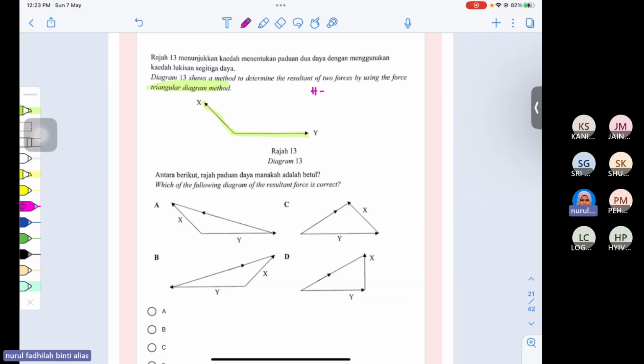You tak faham apa yang saya ajar? You tak faham ke you tak boleh nak bercakap? Head tail. Okay. So, what you do? Answer B. Yes, okay, very good.